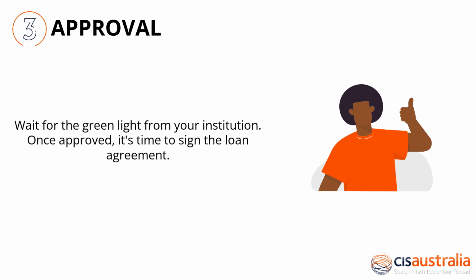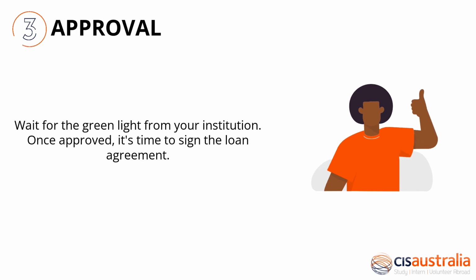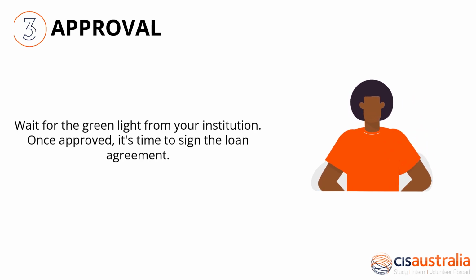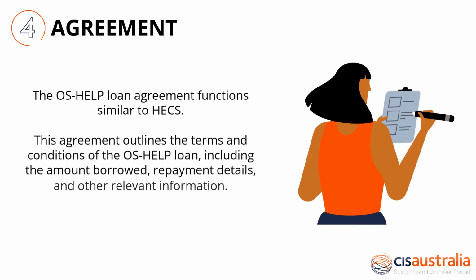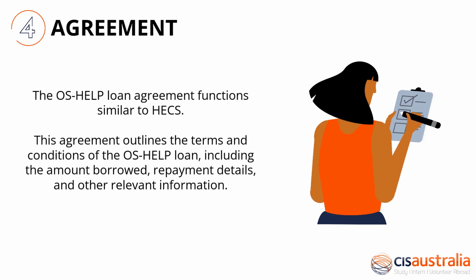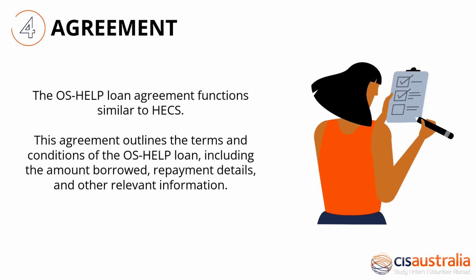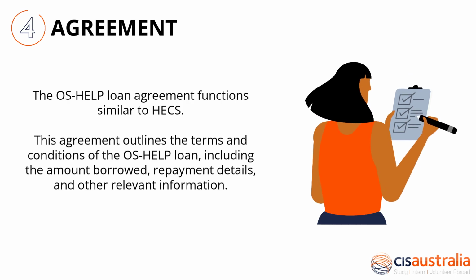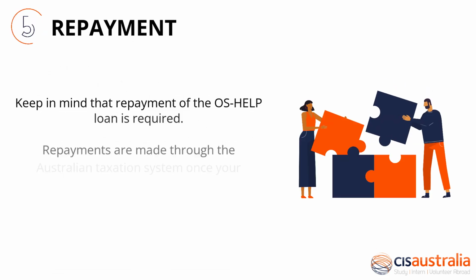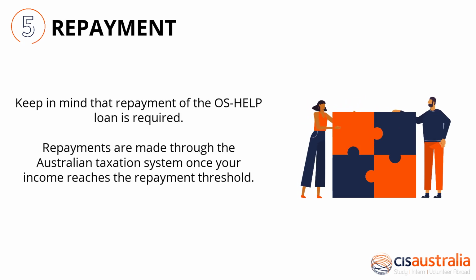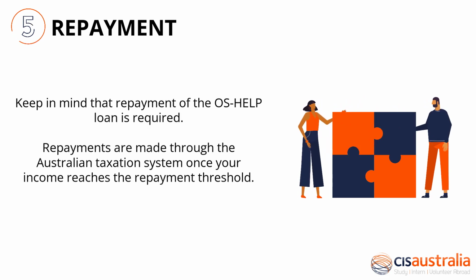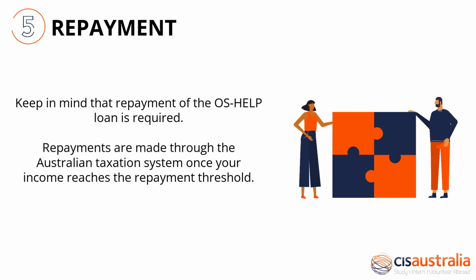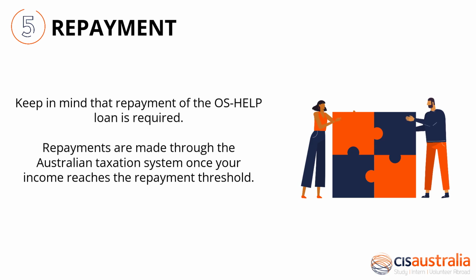Step 3. Approval. Wait for approval from your Australian institution. You will be credited the funding directly. Step 4. Agreement. The OS Help Loan Agreement functions similar to HECS. This agreement outlines the terms and conditions of the OS Help loan, including the amount borrowed, repayment details, and other relevant information. And finally, Step 5. Repayment. Repayment of the OS Help loan is required. Repayments are made through the Australian taxation system once your income reaches the repayment threshold.